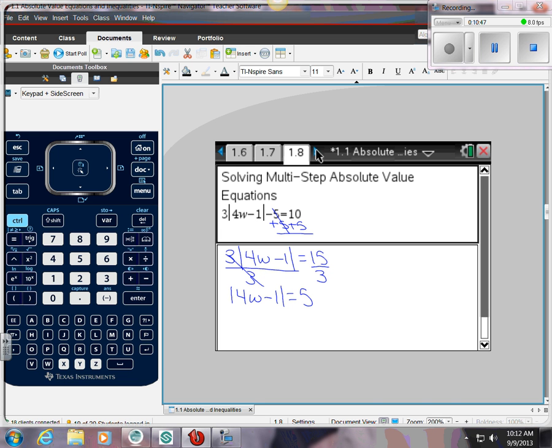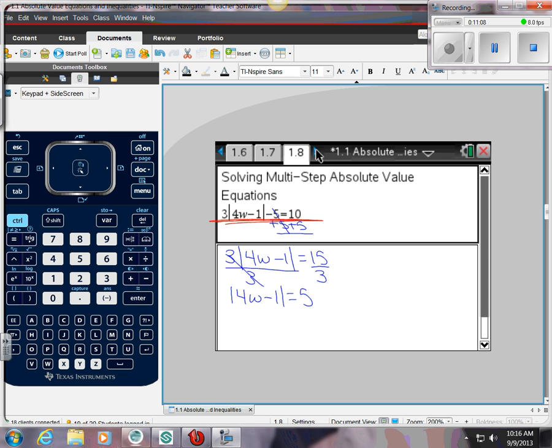Is it isolated? Does it look like what we're used to dealing with now? So what do I do from here? Make 2 equations. One set equal to A and one set equal to A. Okay, so you should be able to finish it from here. So go ahead. Make sure you check both solutions.